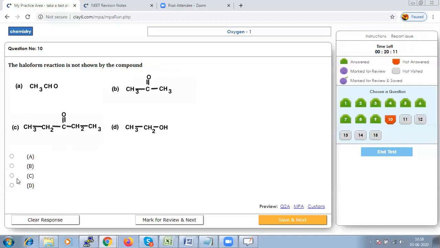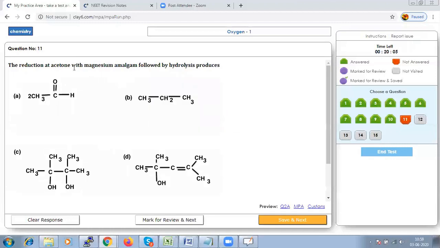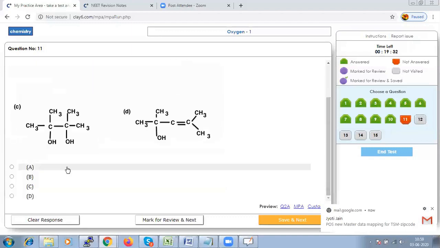So let us save that and go to the next. The reduction of acetone with magnesium amalgam followed by hydrolysis will produce what? It is a reduction of a ketone. So what happens when a ketone undergoes reduction? Pinacol is prepared whenever acetone, or a ketone, is reduced with magnesium amalgam. So the product should be option C, because this is the structure of pinacol. Let us save that and go to the next.